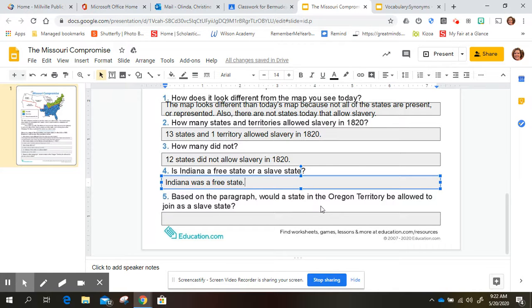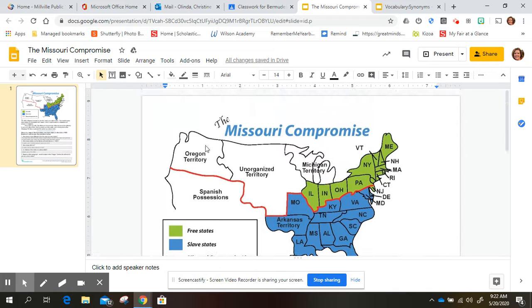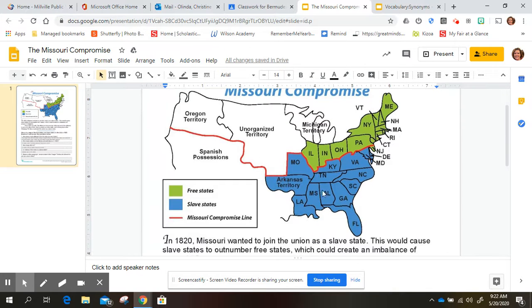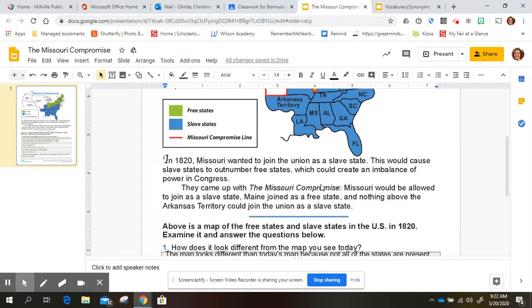Based on the paragraph, would a state in the Oregon Territory be allowed to join as a slave state? So let's look at the Oregon Territory. Okay, the Oregon Territory is above the Missouri Compromise line. So it's above the compromise line. And in the paragraph, it said Missouri would be allowed to join as a slave state. Maine joined as a free state, and nothing above the Arkansas Territory could join the Union as a slave state.